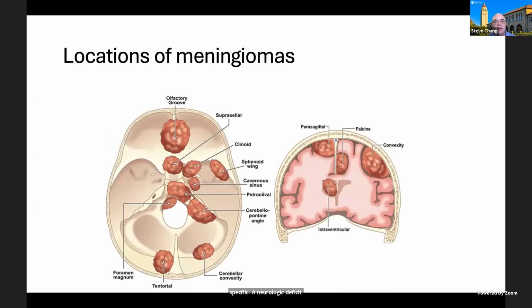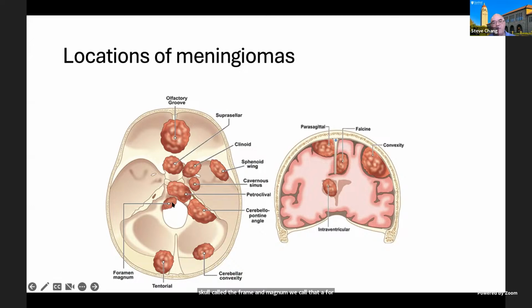In terms of typical locations, this slide shows some of the more common locations for meningiomas, and typically neurosurgeons are not super complex when it comes to naming tumors. We typically just name tumors off of the bones from which they originate. So if we have a tumor here on the sphenoid bone, we will call it a sphenoid meningioma or sphenoid wing meningioma. If we have a tumor down here at the opening at the base of the skull called the foramen magnum, we call that a foramen magnum meningioma.